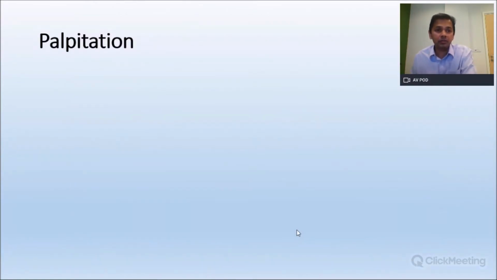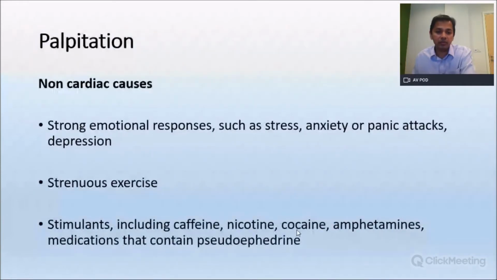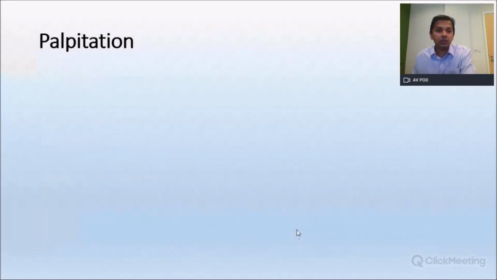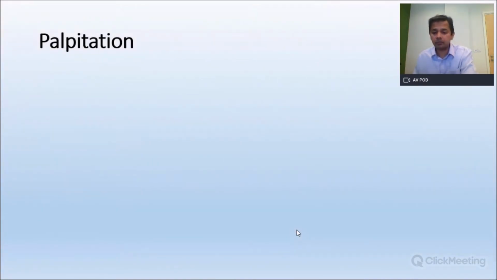The other symptom is palpitation. It's one of the commonest symptoms, and there's a lot of etiology, a lot of causes. The non-cardiac causes can be due to stress, anxiety, or panic attack; depression can cause palpitation. Strenuous exercise, stimulants such as caffeine, amphetamines, medications which contain pseudoephedrine, fever if he's dehydrated, hormonal changes, thyroid problem, or even anemia.